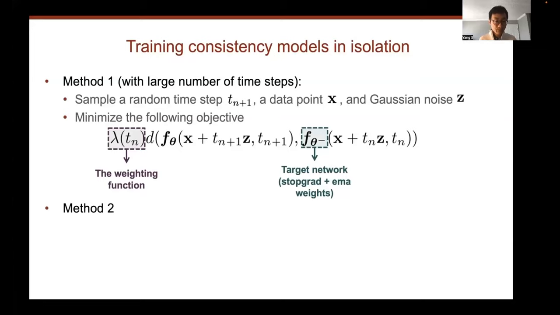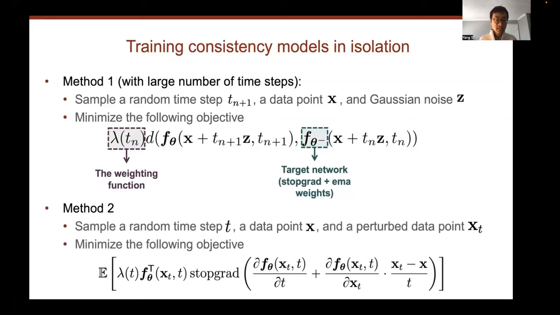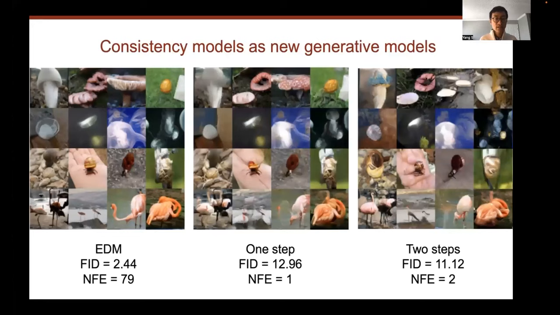There is also a second approach, which is mathematically more rigorous. That is, we first sample time step T, and then we minimize the following objective. So here are results of using this approach to train consistency models from the ground up. The left shows samples from the diffusion model. The middle and right show you samples from consistency models using one or two steps of sample generation. So again, we only use 1/80th of the compute for sampling from the diffusion model, but our samples still preserve high quality. And here are results on a different data set.